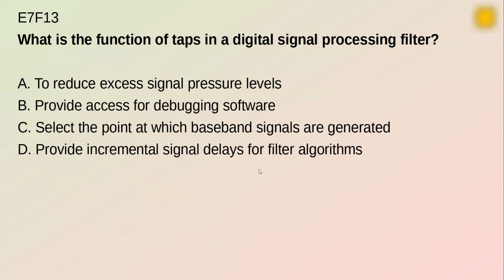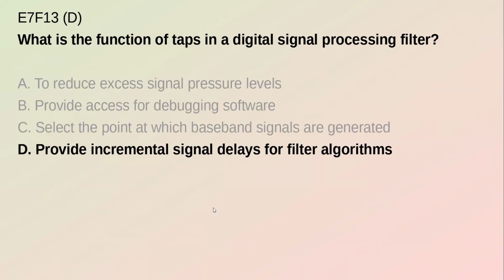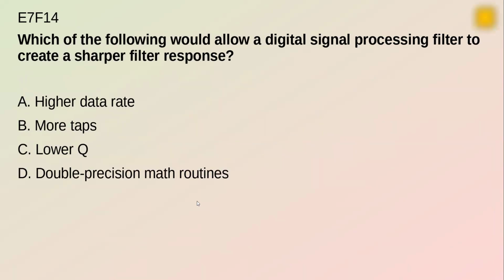What's the function of taps in a digital signal processing filter? Each one is a delay. Which of the following would allow a digital signal processing filter to create a sharper filter response? More of them.